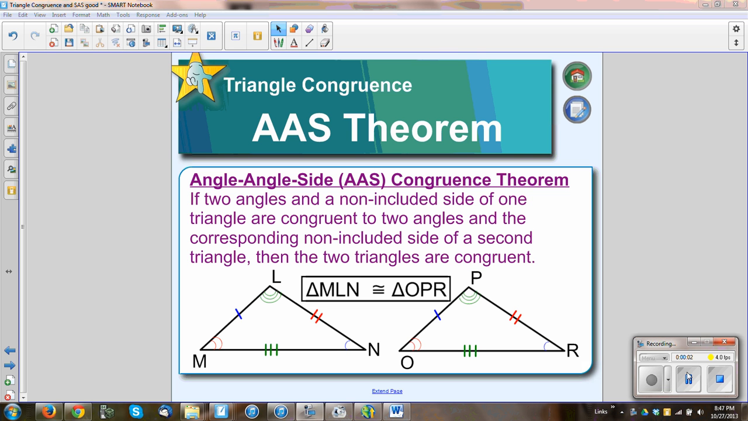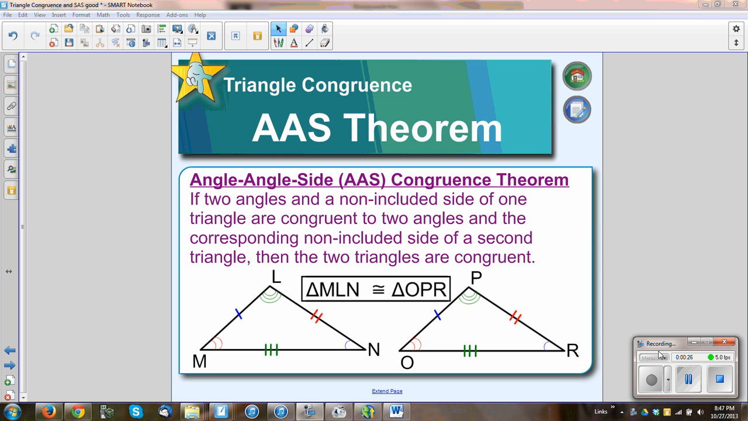As you can see, we went over the triangle congruence, which was part one, and those were all postulates: the side-side-side, the side-angle-side, and the angle-side-angle postulates. Now we're going to go into part two of triangle congruence, which talks about theorems of congruence. The first theorem we're going to discuss is the angle-angle-side congruence theorem.